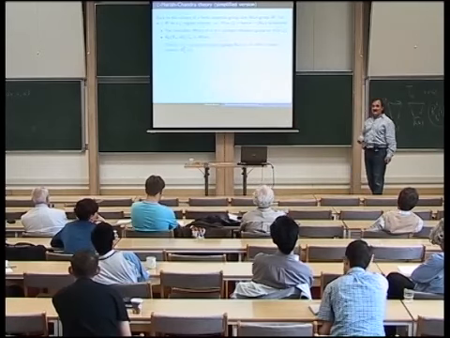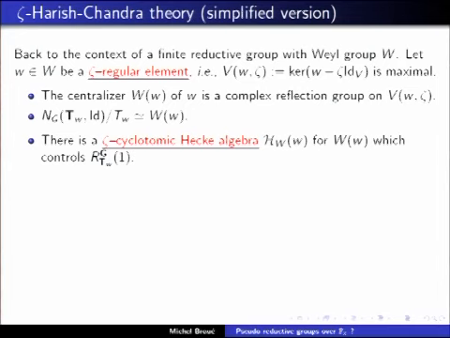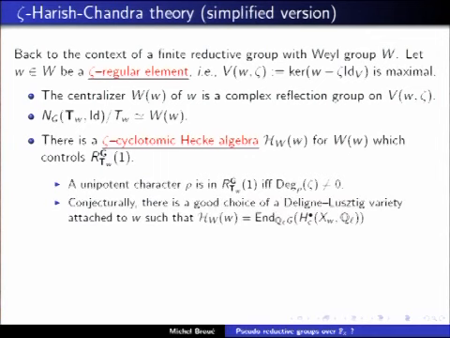And exactly, well, not exactly, because now it's a conjecture, exactly as it was the case in the Harish-Chandra theory, there is at least a conjecture. There is a zeta cyclotomic algebra for this complex reflection group, which controls this. It's true. What is conjectural is that this cyclotomic algebra is the algebra of the endomorphisms of the entire cohomology of the variety. That is known just in a few cases.